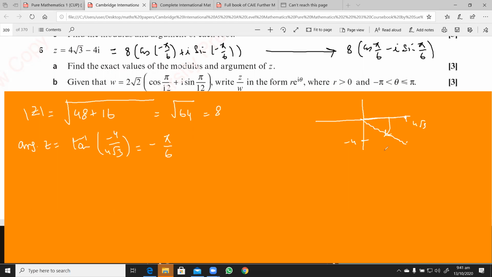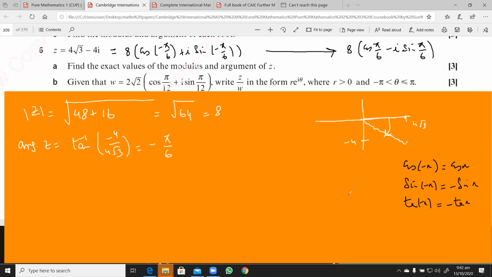Come on, yaar. What is cos of minus x? Cos x. And what is sine of minus x? Minus sine x. And what is tan of minus x? There's a question coming and this will be used there. Tan of minus x, that is minus tan x.